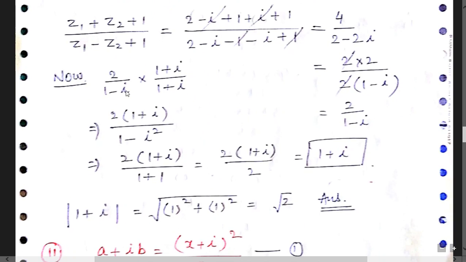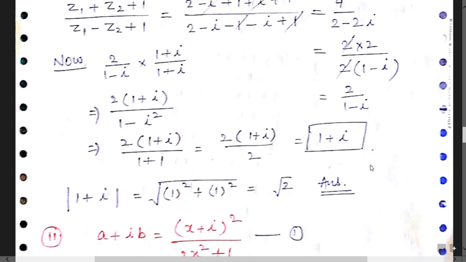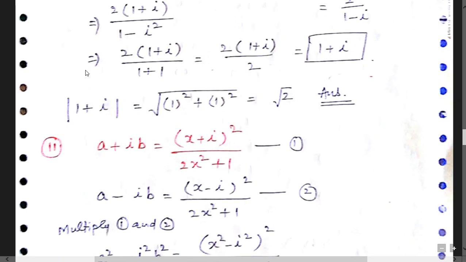Now rationalize the term. 2 over 1 minus iota multiplied by 1 plus iota over 1 plus iota. In numerator, you can write 2 into 1 plus iota. And in denominator, you can write 1 minus iota square, and 1 minus iota square can be written as 1 plus 1. Now cancel 2 with each other. You will get 1 plus iota. Now find the modulus. You will get easily square root 2 as an answer.